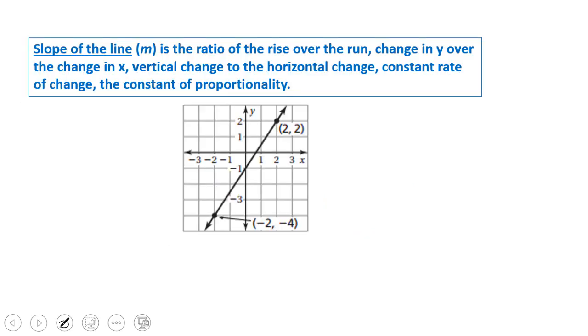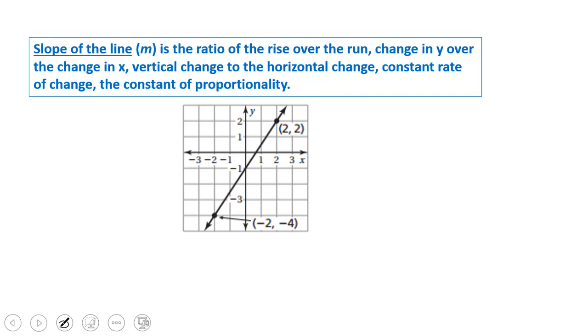So let's talk about this a little. We have slope, and we have a lot of definitions for slope that we've learned. It's the ratio of the rise to the run, the change in y over the change in x, the vertical change over the horizontal change, the constant rate of change. And in our last lesson, we learned it was the constant of proportionality. All those things are slope.